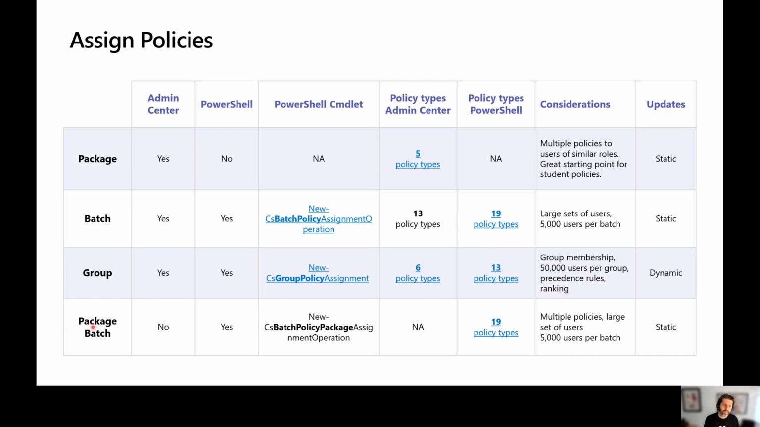Okay, last one. It's a combination of the first two. So package batch. Right now, it's not available in the admin center. It's available in PowerShell. It's a new one. There's no link for this one yet. You have 19 policy types, the same ones you have here, but it's really a combination. So you have multiple policies for a large group of users, and it's also static. We are working on package group. So we're combining the first and the third one now, and this is coming soon. So keep an eye on that one.